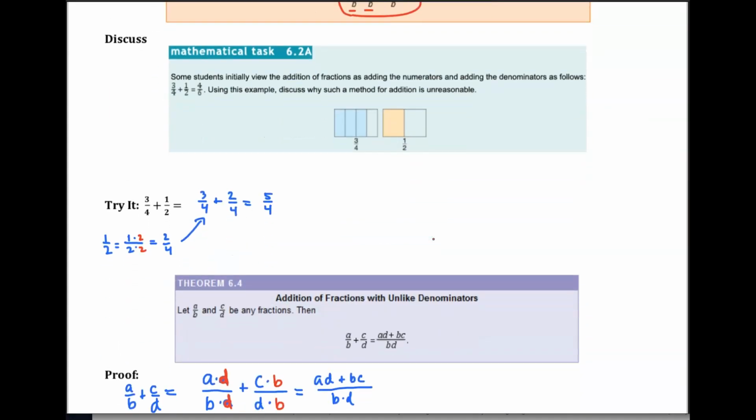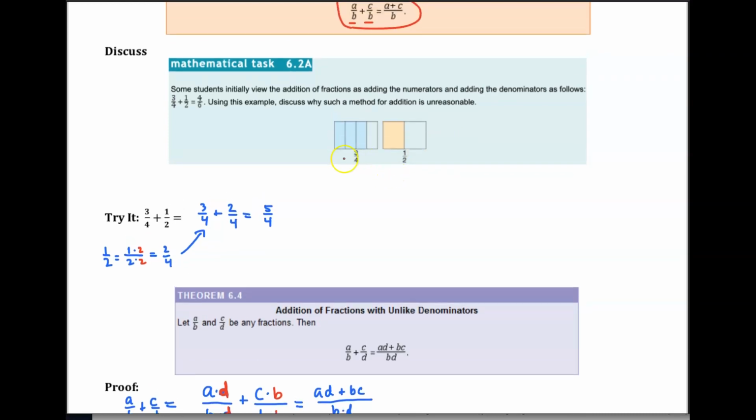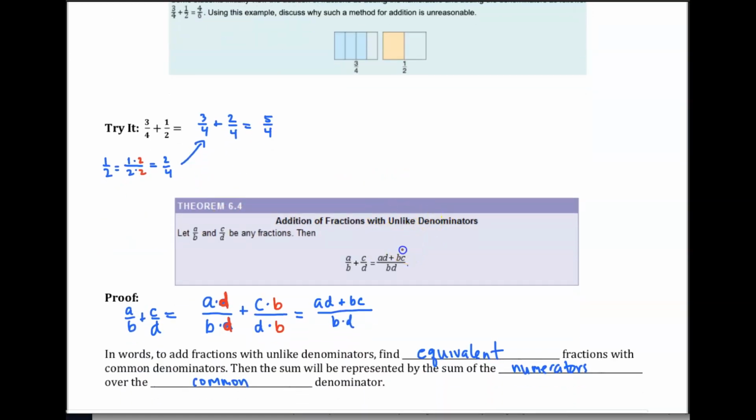How about when the denominators are not the same? 3/4 plus 1/2. So you can take a look at this, and as you look at this, we can't just combine them together or say that this answer equals 3/6. It just doesn't work that way. The visual shows that I can't do that. And so how do you add that? You have to use the unlike denominators theorem, right?